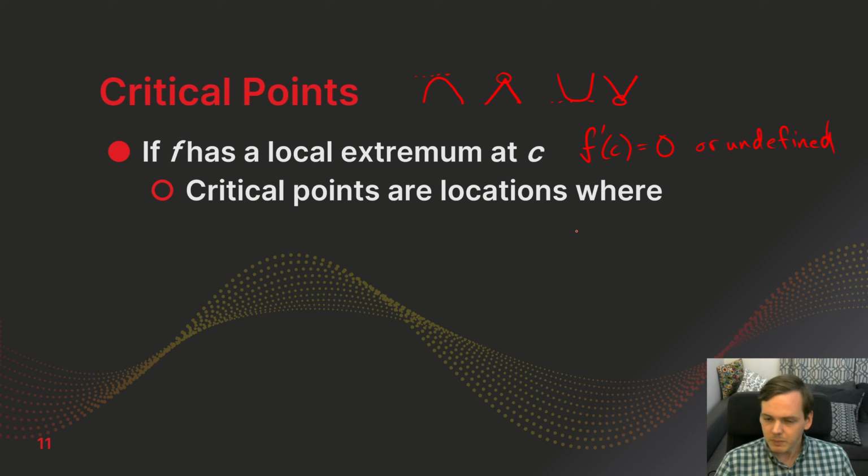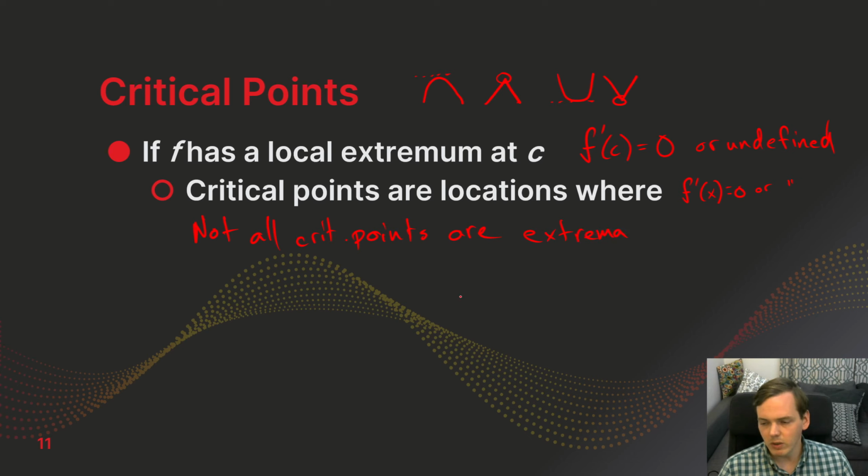So people thought and said, okay, well, let's call all of these points critical points. So critical points are locations where f prime of x equals 0 or undefined. So that's a critical point. Now, note not all critical points are extrema.